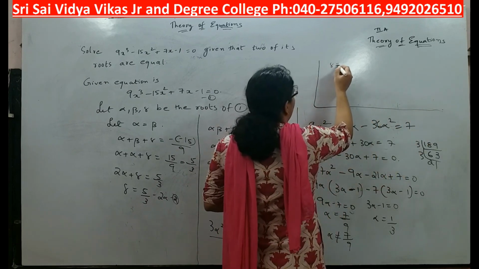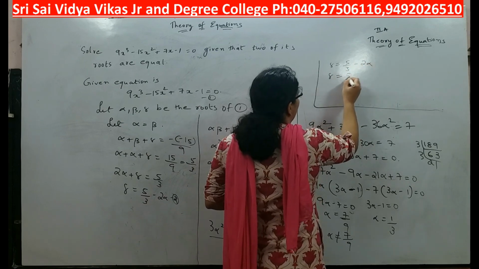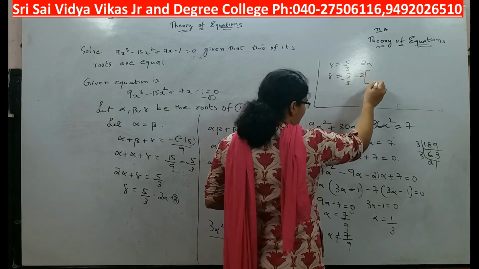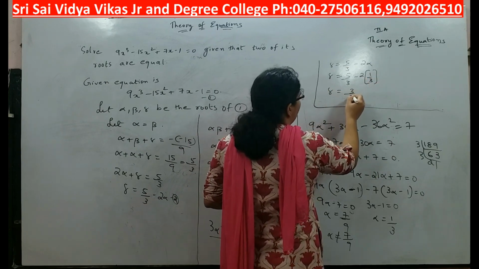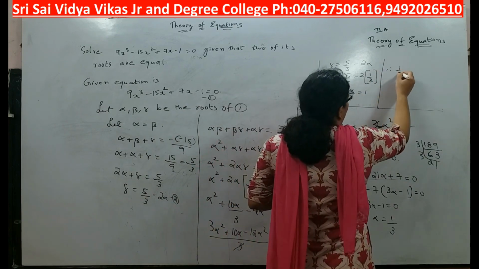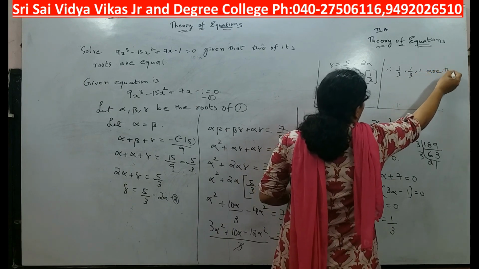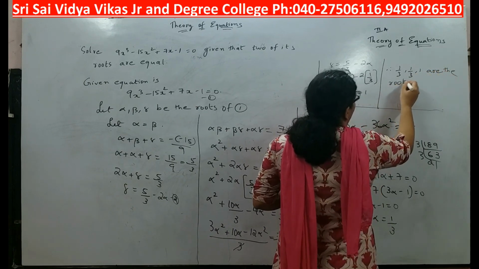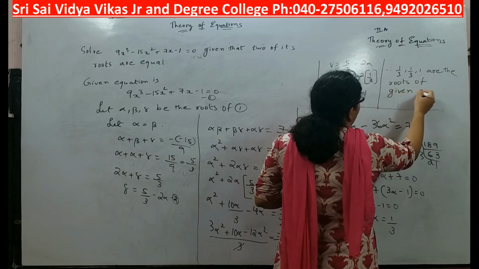Find gamma. Gamma = 5/3 − 2 alpha. Gamma = 5/3 − 2 into 1/3. Gamma = 3/3, which is 1. Therefore, 1/3, 1/3, 1 are the roots of the given equation.